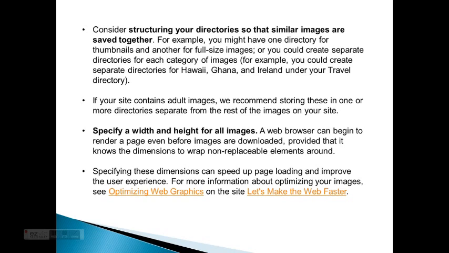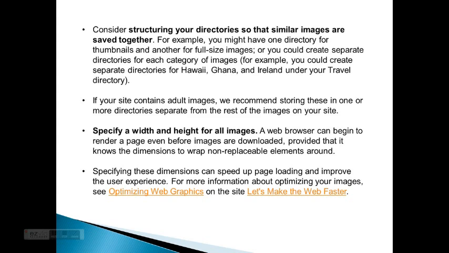Consider structuring your directory so that similar images are saved together. For example, you might have one directory for thumbnails and another for full-size images, or you could create a separate directory for each category of images. For example, you could create separate directories for Hawaii, Ghana, and Ireland under your travel directory. If your site contains adult images, we recommend storing these in one or more directories separate from the rest of the images on your site.